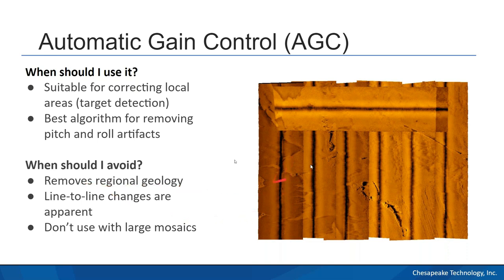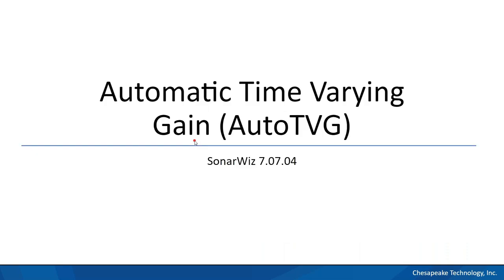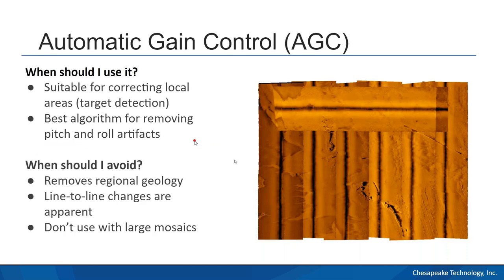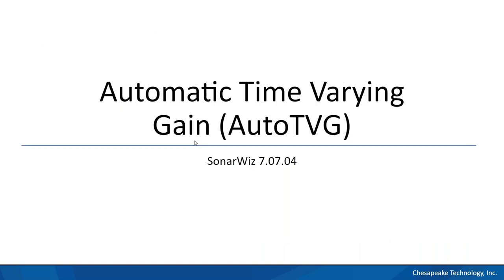You can see it's kind of damped down the difference here. Line-to-line changes are possible, and I would not recommend it with large mosaics. I wanted to talk about AGC first because the next one, Auto TVG, is sort of a combination of AGC with a little bit of memory to it.